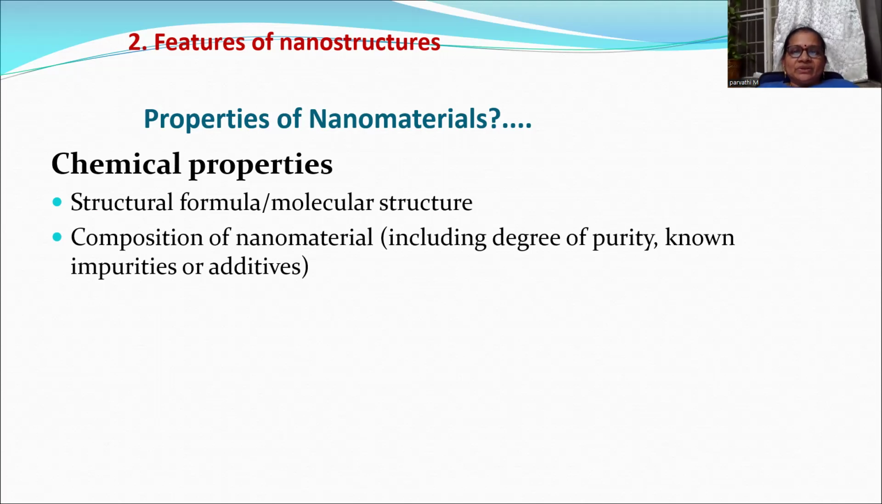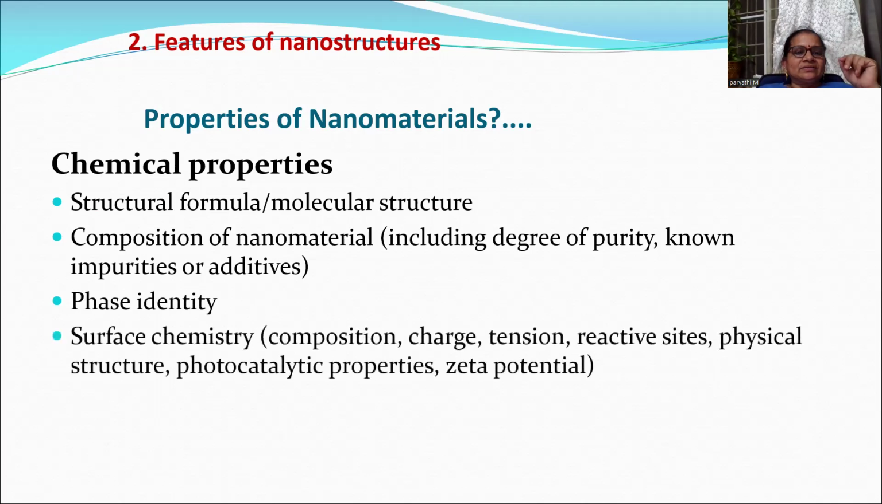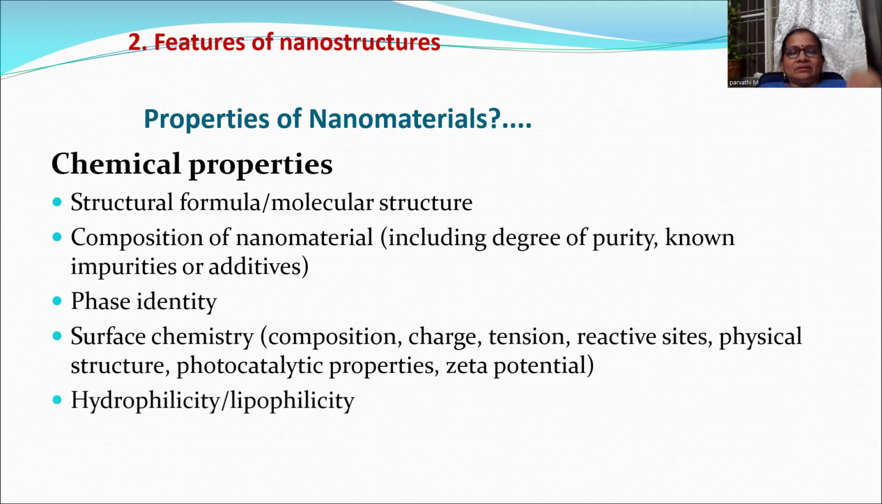And the composition of the nanomaterial: degree of purity and impurity, additives, and phase identity. Phase identity is when two materials are combined, they have a different shape. The combination of two atoms may result in a third atom with a different phase. Then surface chemistry, composition, charge, tension, reactive sites, physical structure, photocatalytic properties, zeta potential, and then hydrophilicity and lipophilicity.